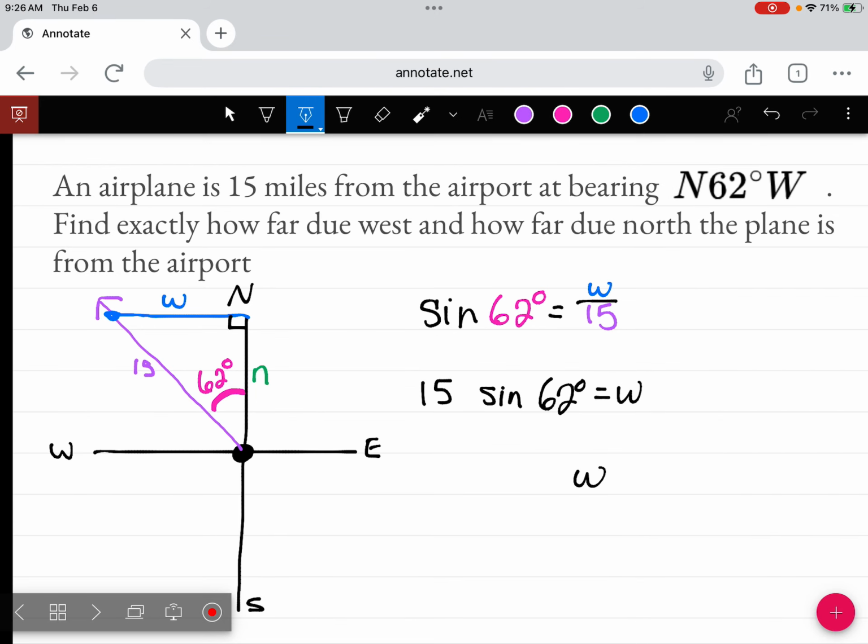So exactly how many miles west are they from the airport? 13. Yep, 13.24 or 13.2. 13.2 miles.